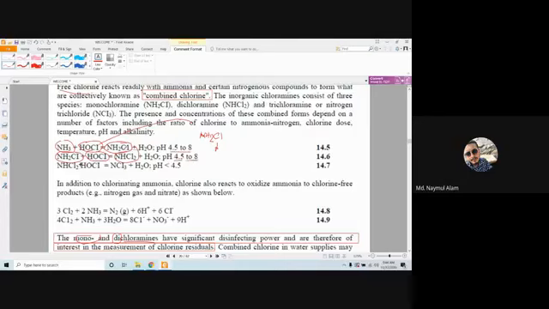Now this dichloramine again reacts with HOCl to give you, now the only hydrogen is also replaced by chlorine, and you get, how many chlorine is there, guys?